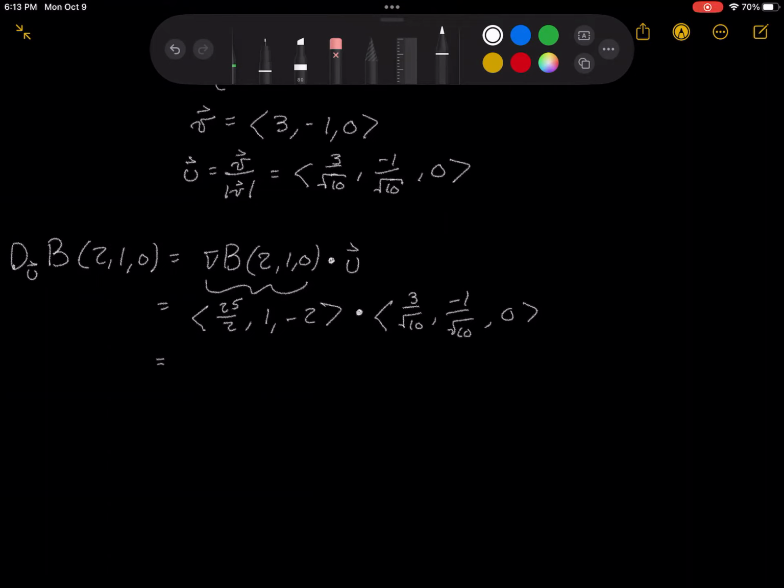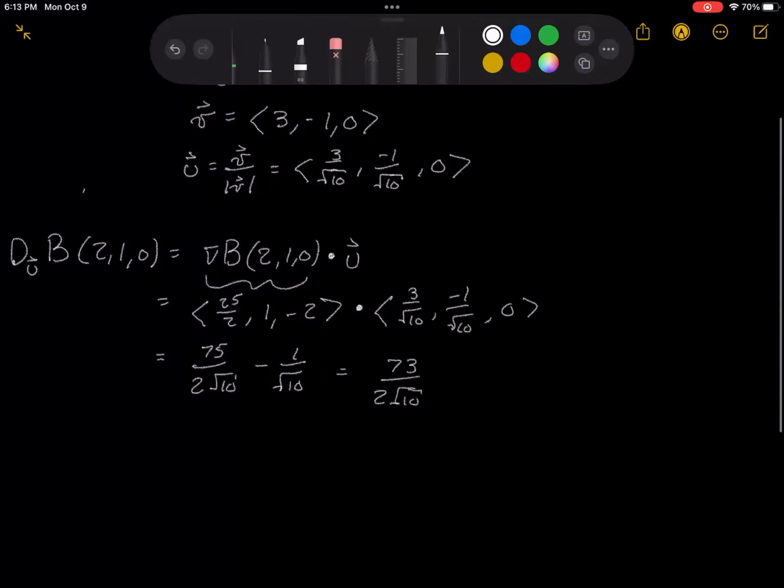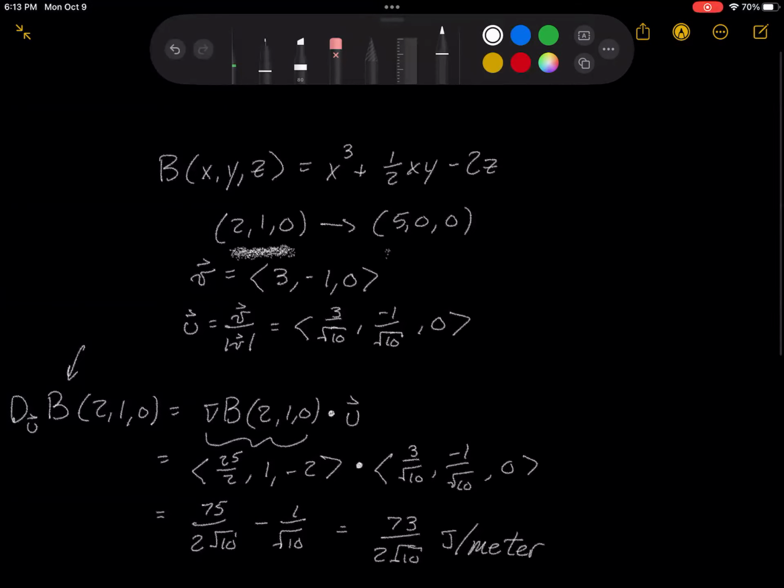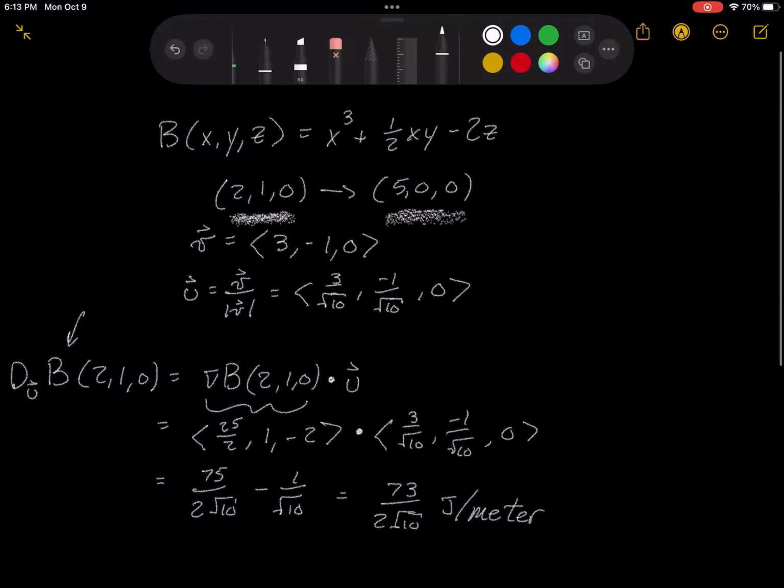This gives me 75 over 2 root 10 minus 1 over root 10, or 73 over 2 root 10. And this is going to be measured in, so our B, the strength of the electromagnetic field, was measured in joules. So this will be joules per meter. So as we move from this point towards that point, our electromagnetic strength grows at a rate of 73 divided by 2 root 10 joules per meter.